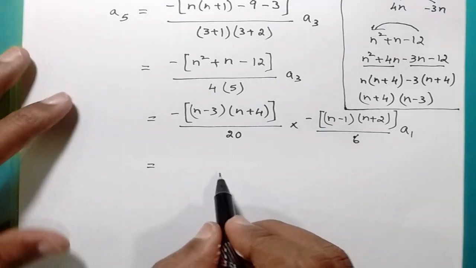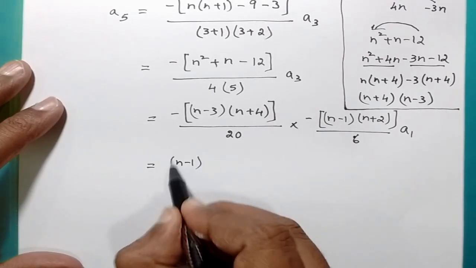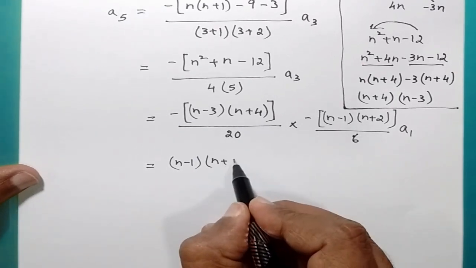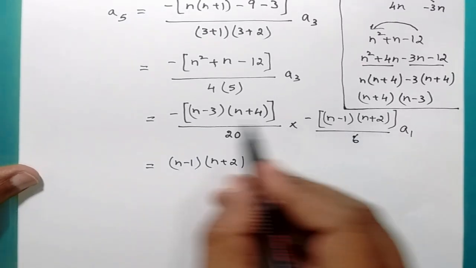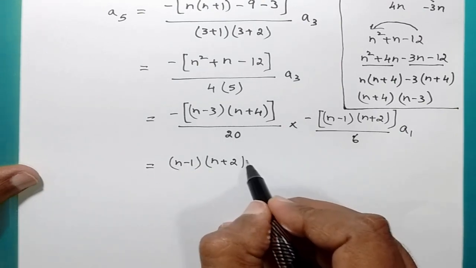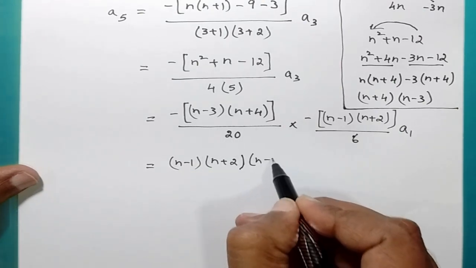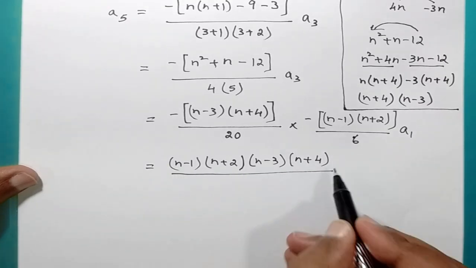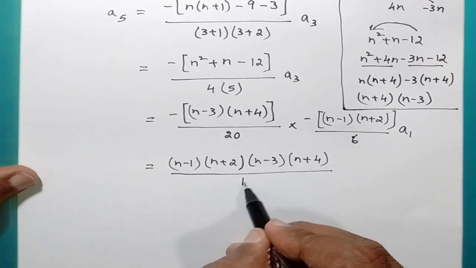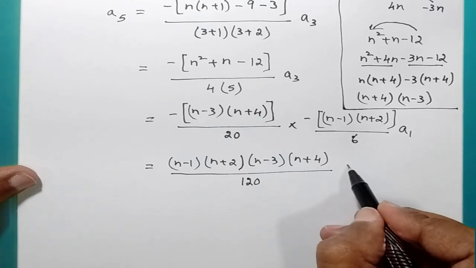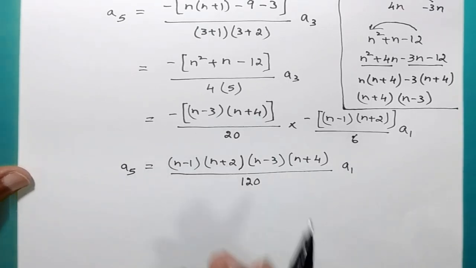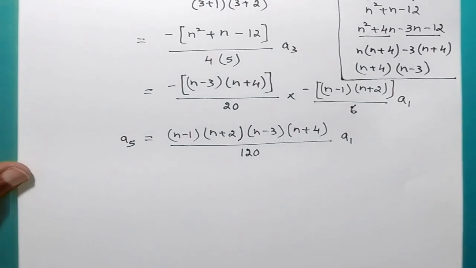So writing that as positive value, the remaining terms of n you can write. n minus 1, n plus 2, and the remaining terms here you have n minus 3 into n plus 4, whole divided by 20 times 6 will be 120 into a1. Because a1 is a non-zero term, a5 will also be a non-zero term.